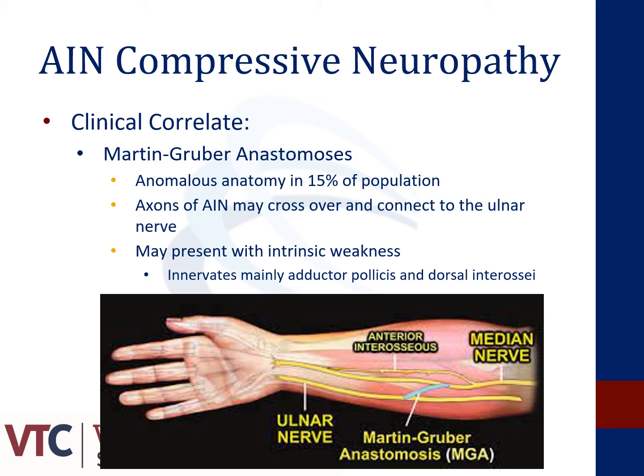meaning that individuals with AIN compressive neuropathy may not only have motor weakness impacting the FDP of the index and middle fingers, FPL, and pronator quadratus, but they may also have intrinsic weakness, as the AIN contributions to the ulnar nerve provide innervation to the adductor pollicis and dorsal interossei primarily.